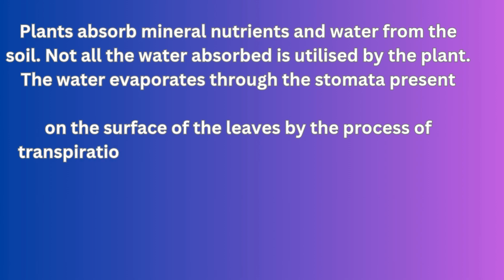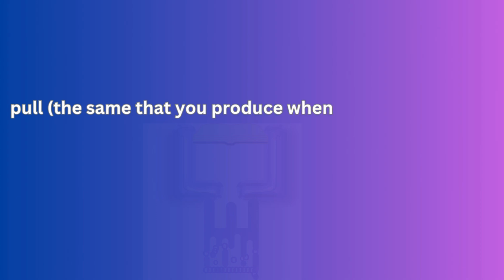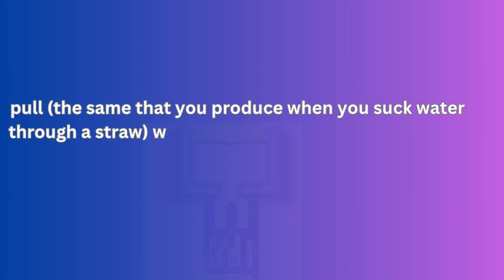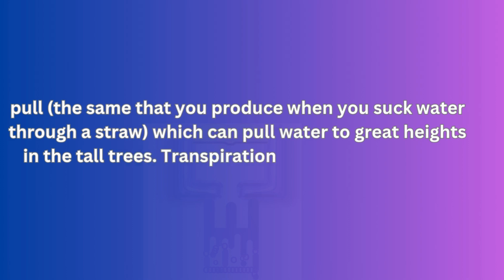By the process of transpiration, the evaporation of water from leaves generates a suction pull, the same that you produce when you suck water through a straw, which can pull water to great heights in the tall trees. Transpiration also cools the plant.